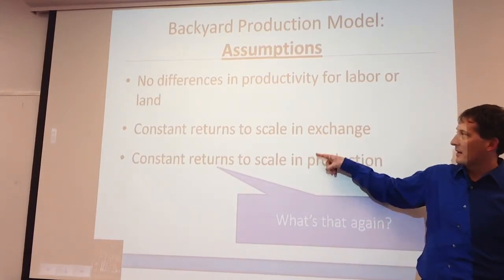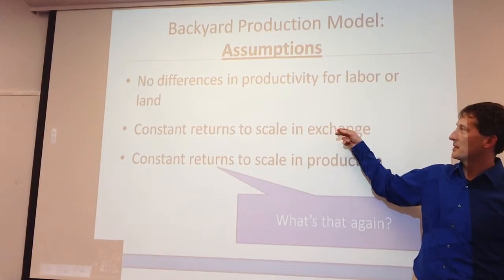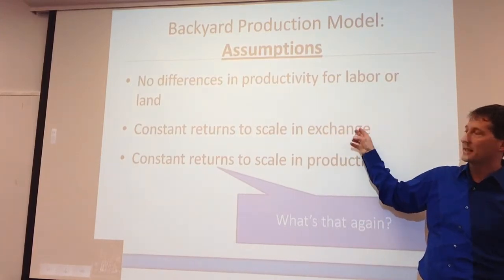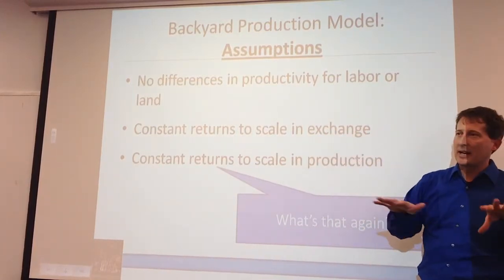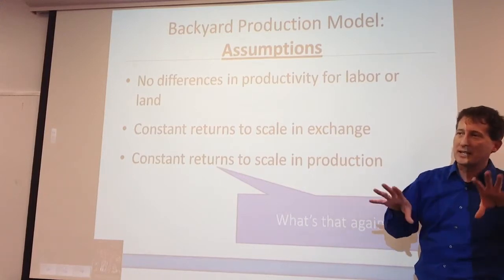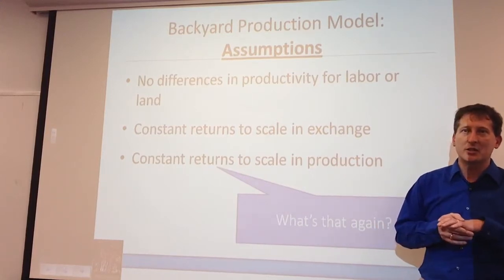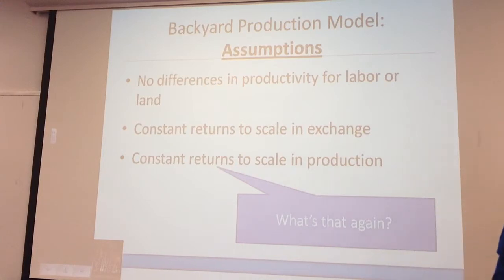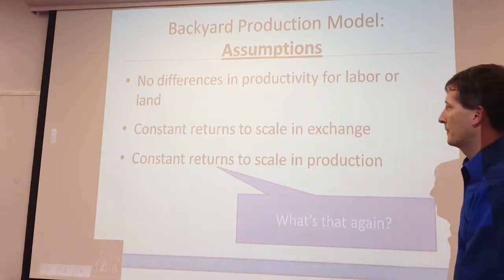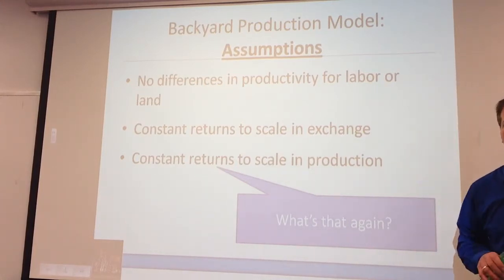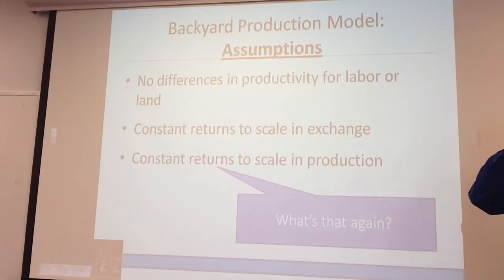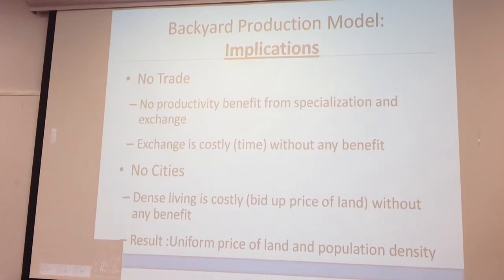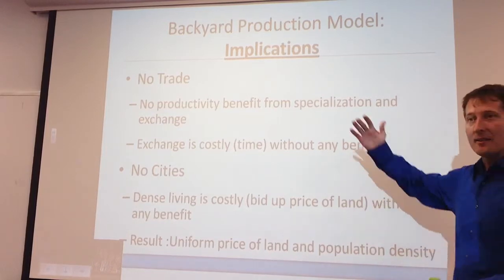Now we're adding kind of a weird one that we'll come back to: constant returns to scale in exchange, that there's no advantage to specialization. We're kind of ruling out specialization and trading things around. So these are the implications of that. We're not going to have trade.